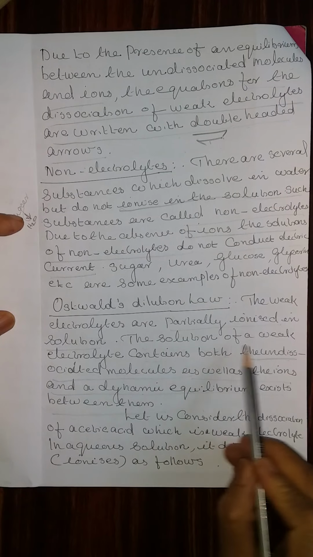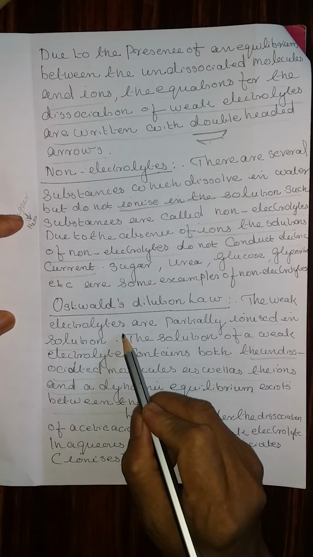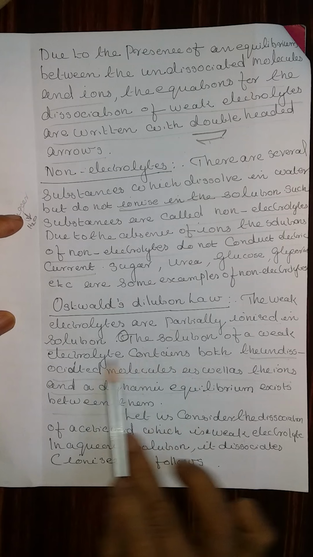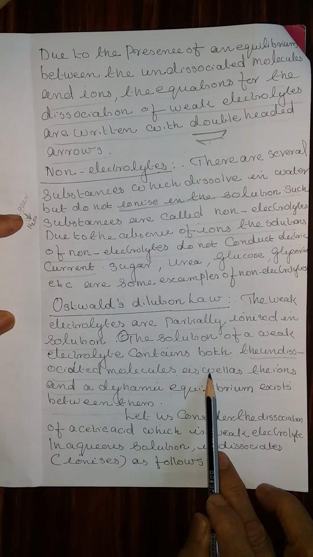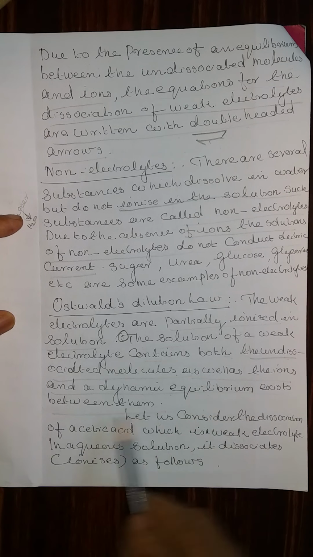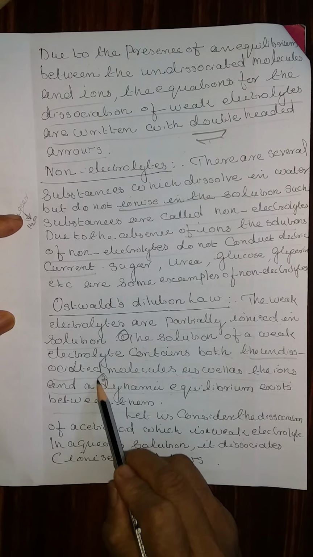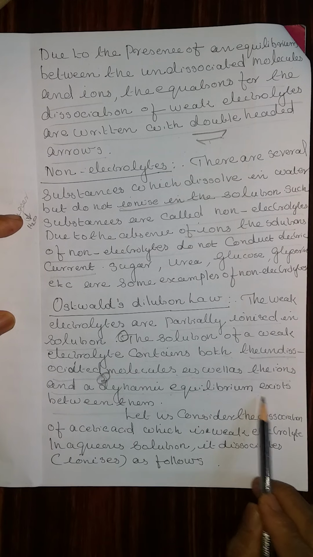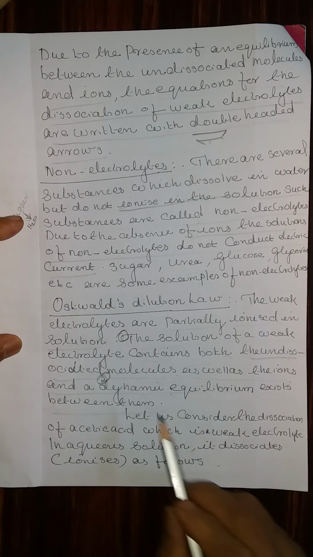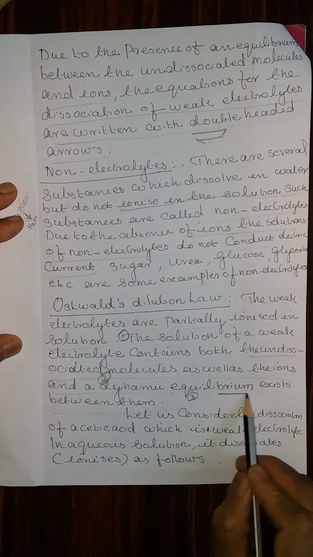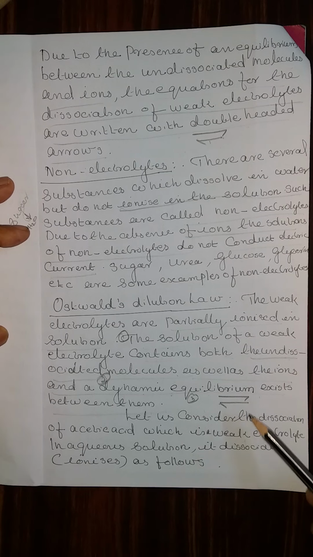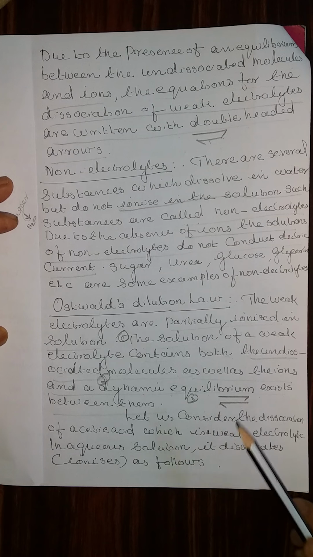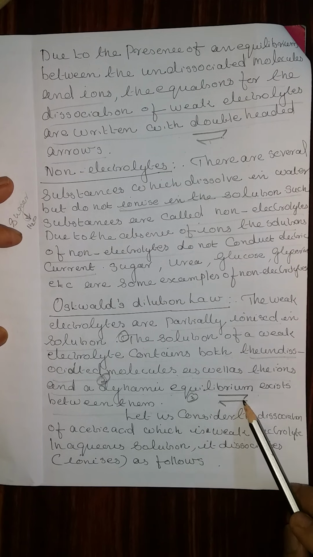Point number 1: the solution of a weak electrolyte contains both undissociated molecules as well as the ions. Second point: a dynamic equilibrium exists between them, and this should be represented by a double-headed arrow. Don't forget, because when you are explaining, this double-headed arrow shows that it is a reversible process and an equilibrium is maintained there.